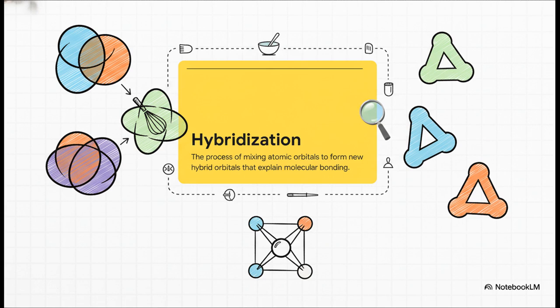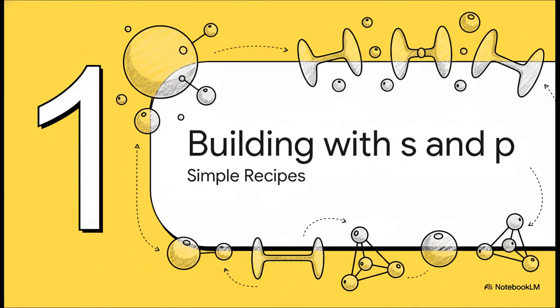Honestly, the best way to think about it is like a recipe. An atom takes its basic ingredients, these things called atomic orbitals, and it literally mixes them together to create a brand new set of what we call hybrid orbitals. And these new orbitals are the things that dictate the final shape, the geometry of the entire molecule. Okay, so to really get a handle on this recipe, we're going to start with the simplest ingredients out there, the s and p orbitals. Let's just see what kind of shapes we can cook up by mixing these two.